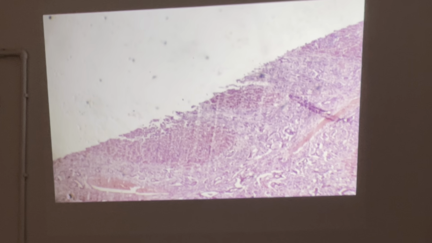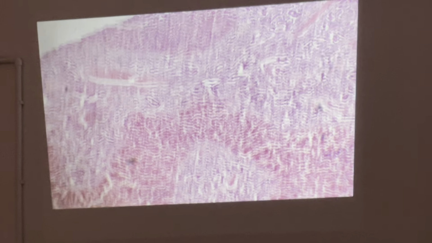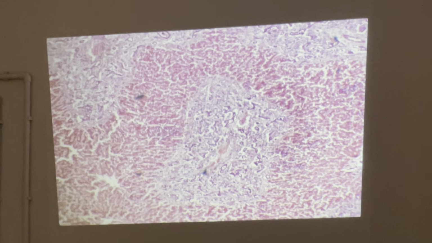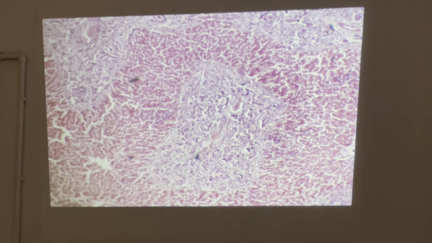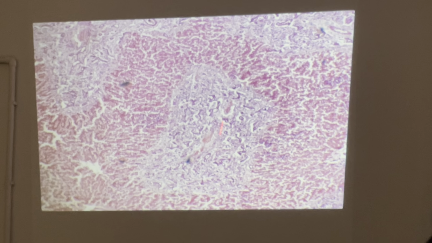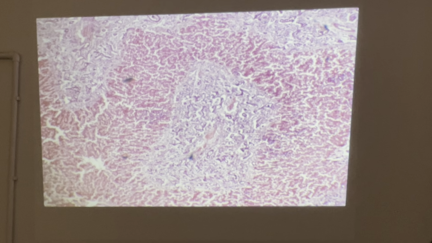So, let's check this section also. What about here also? This section is taken from the liver, but actually it is a severe case. What do we have also? Pale, yes. This is also liver cirrhosis.